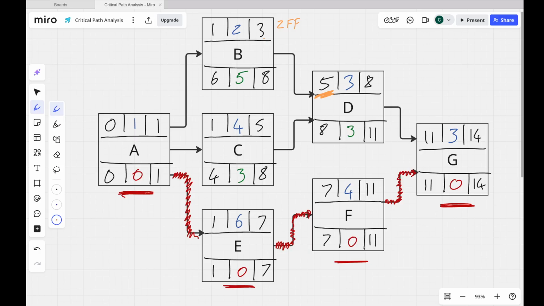I wouldn't worry too much about that one, especially if you're looking at doing PMQ and stuff, because they don't tend to really ask you about it. But it is another type of float. All right, but that is the maths. That's how you do critical path. Hopefully that was useful.